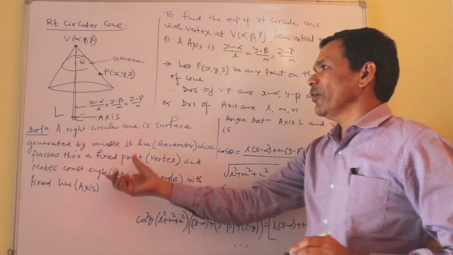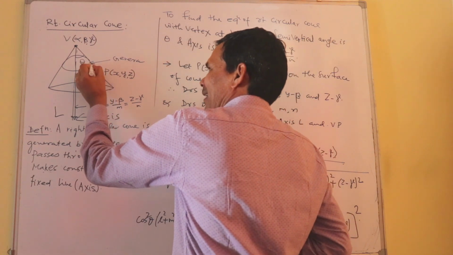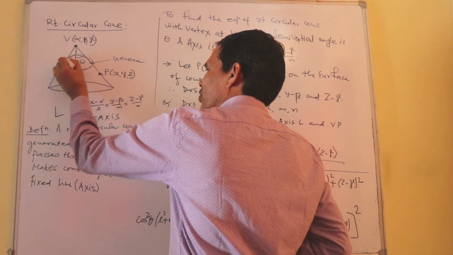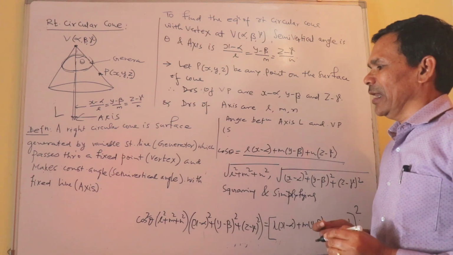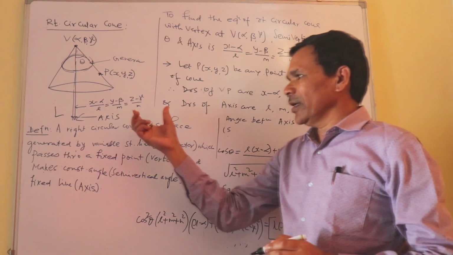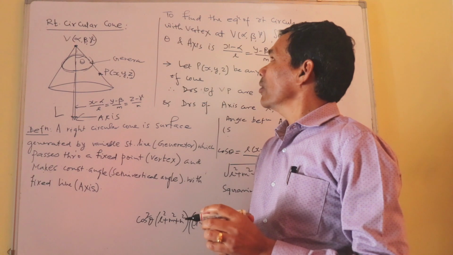Constant angle with fixed line. So this line making constant angle with a fixed line, that is called the semi-vertical angle. So that is the definition of a right circular cone.